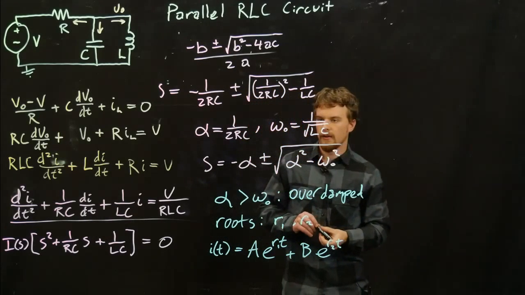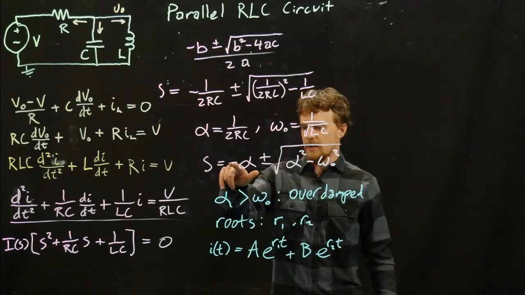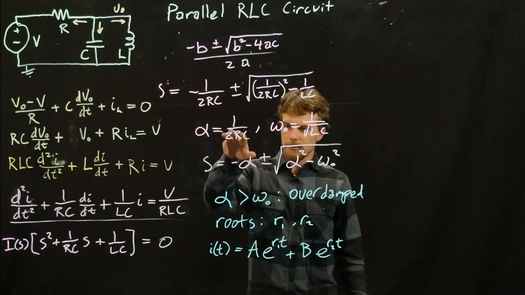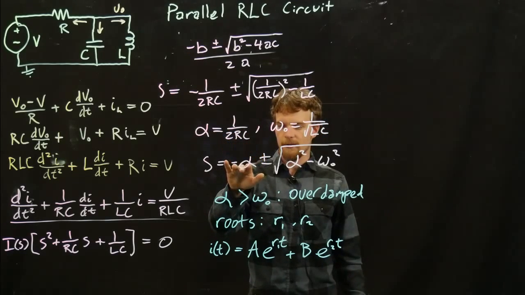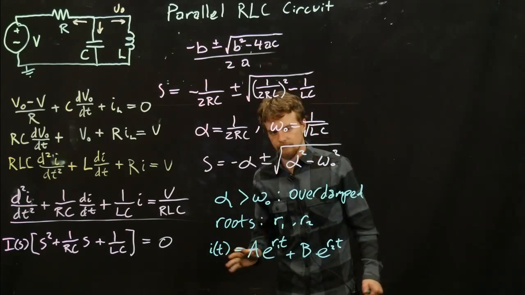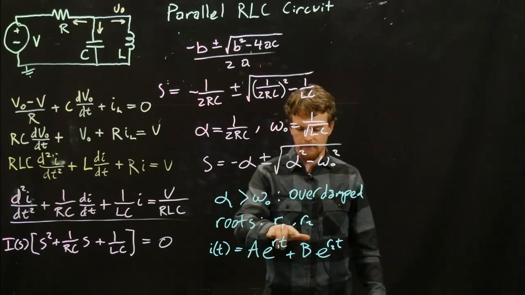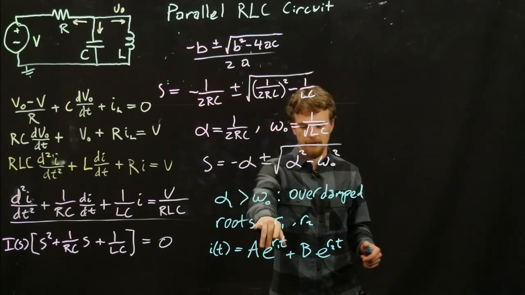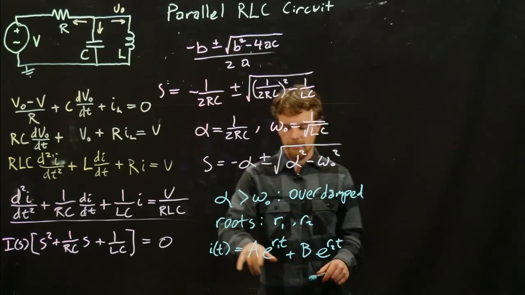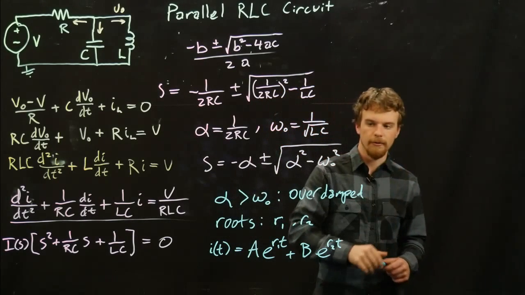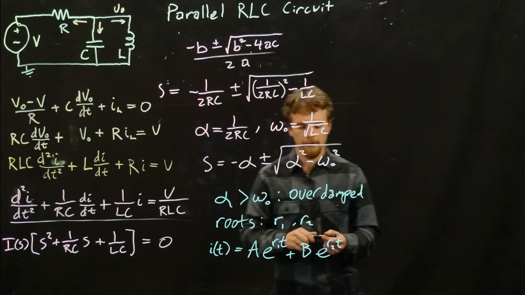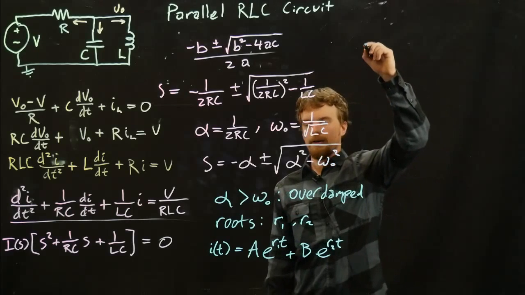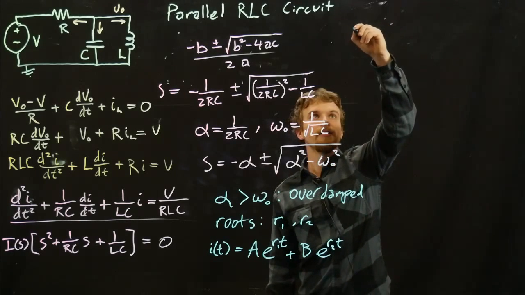Okay, so we see we have a negative alpha here, and alpha is equal to 1/2RC, which none of these numbers can be negative, so negative alpha is always going to be negative. So chances are R1 and R2 will be negative. That's fine. That's actually better because that means these terms will die out over time and our transient response will approach our particular solution.